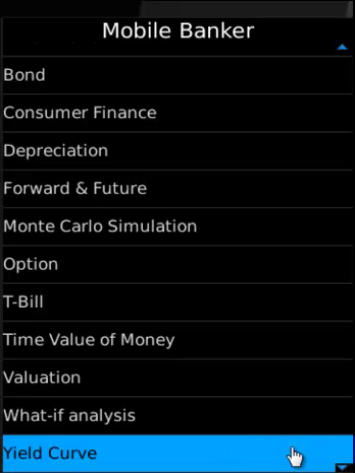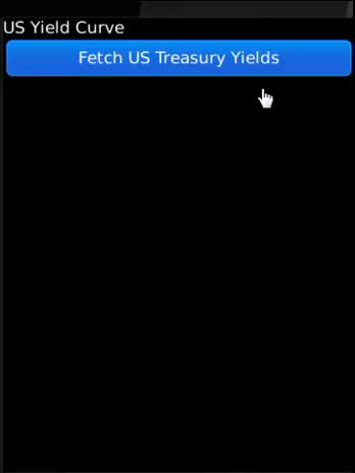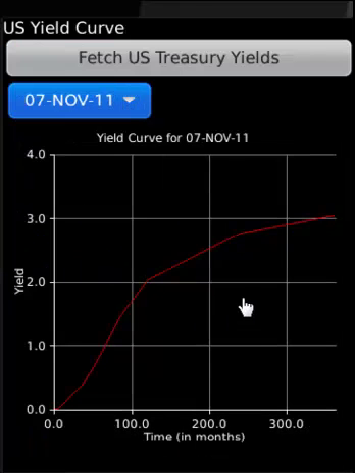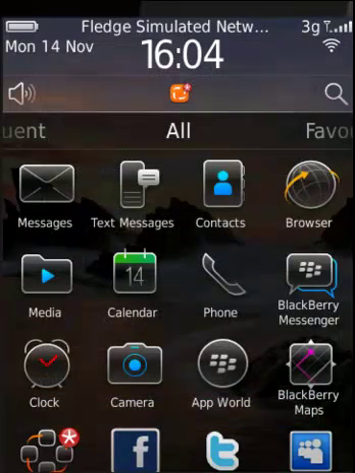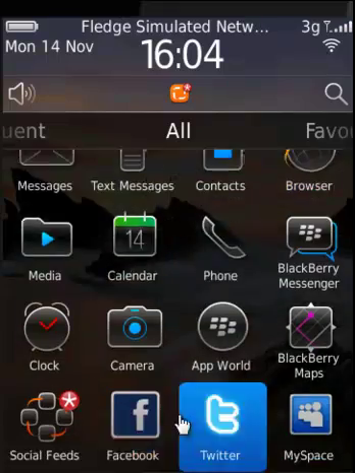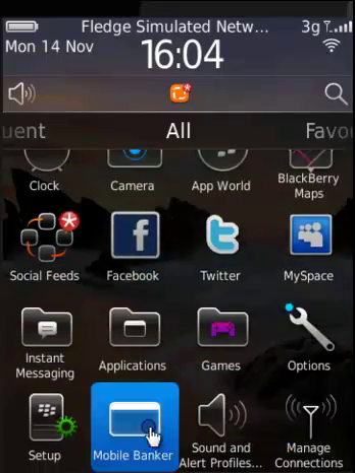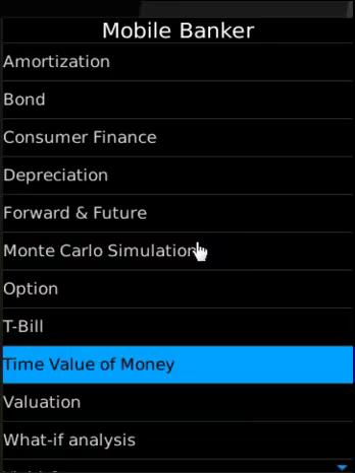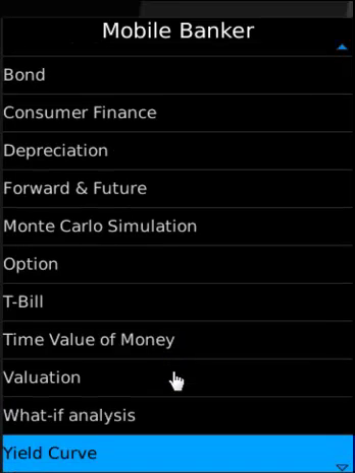And yield curve: we fetch the data from US Treasury and draw the plot. So you can actually pick a date and see the yield curve for that particular date. Okay, so let me walk you through a little more of time value.